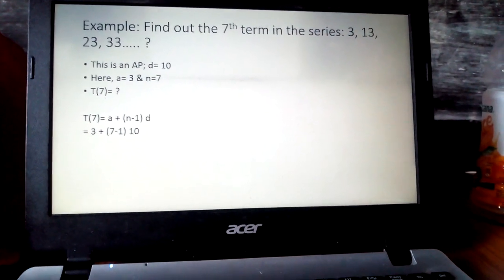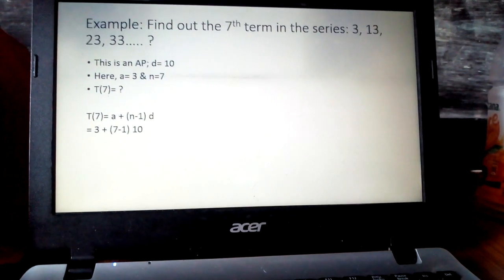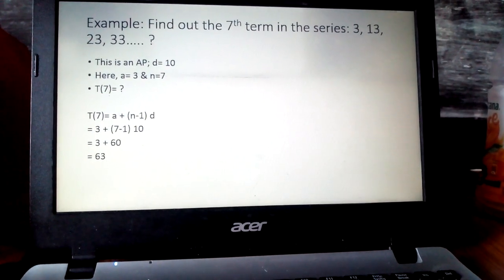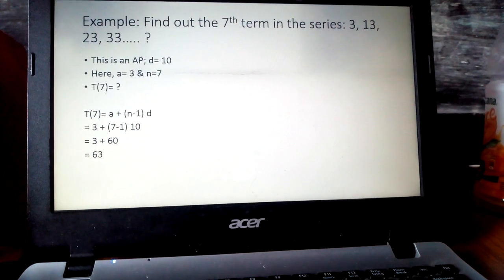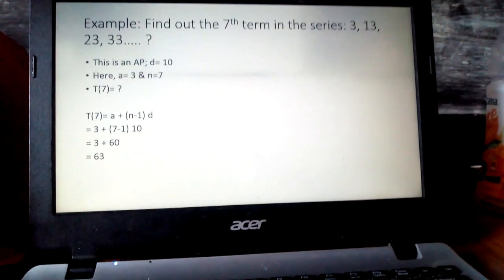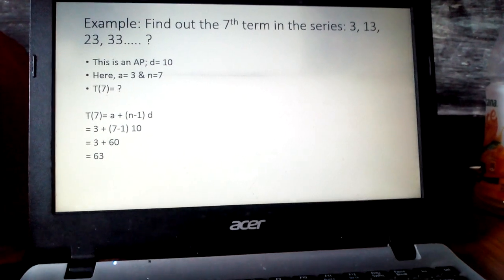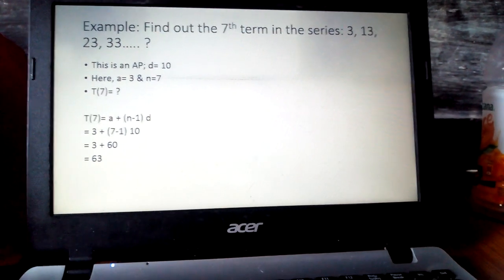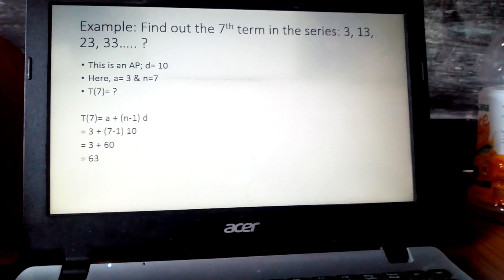Please keep on doing this calculation in your notebooks as well. So basically the answer would come out to be 63. So the 7th term is going to be 63. Can we cross check it? You cannot always do this, but at least in this case, you can cross check.